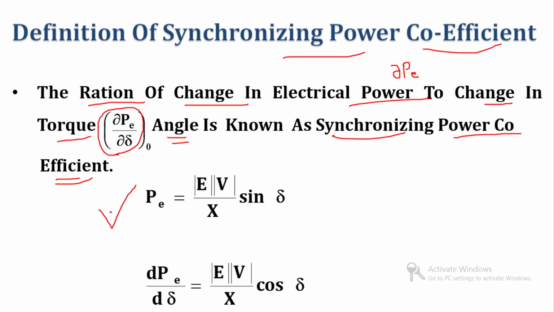So we have the equation P equal to EV by X into sine delta. If we differentiate this equation with respect to delta, we will get the synchronizing power coefficient, del PE by del delta. So del PE by del delta is equal to EV by X, and the differentiation of sine delta is cos delta. Clear? So the synchronizing power coefficient is given by EV by X into cos delta.